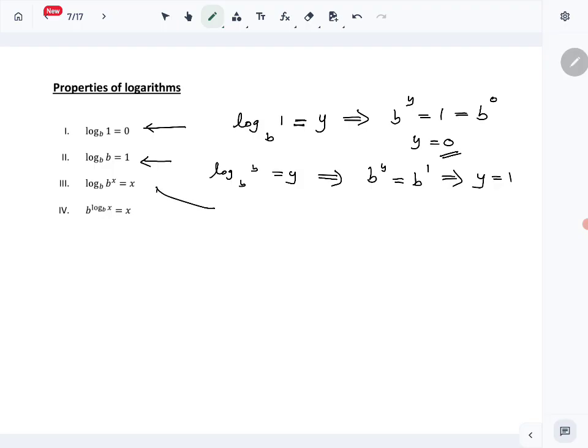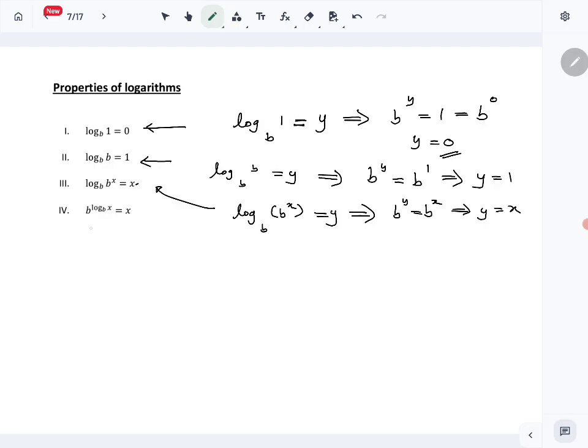And similarly, you can prove the third one. The third one is what? Log base b, and inside you have b to the x. So then what's that going to be? b to the y equals b to the x. Same base, drop the base, so you get y equals x. So log base b of b to the x is always going to be equal to x.